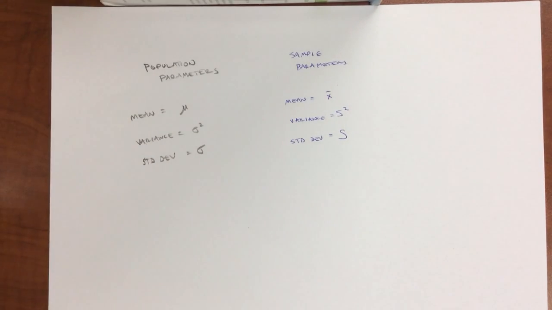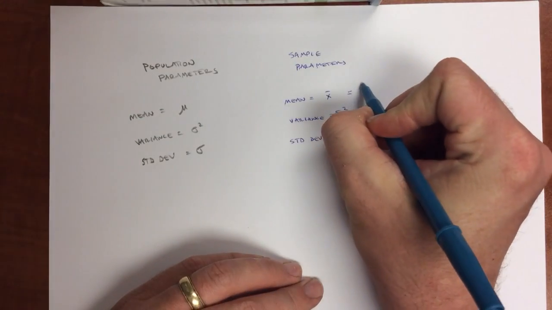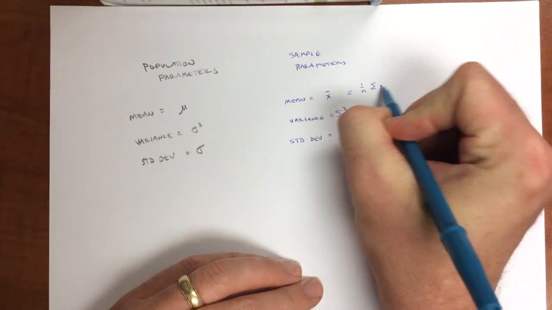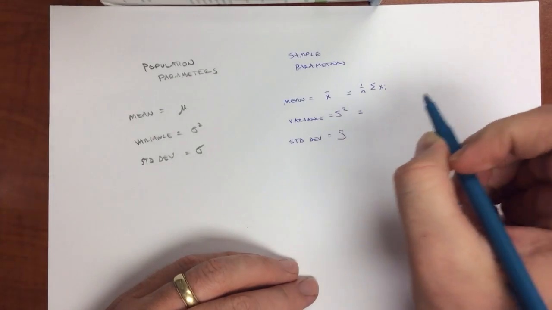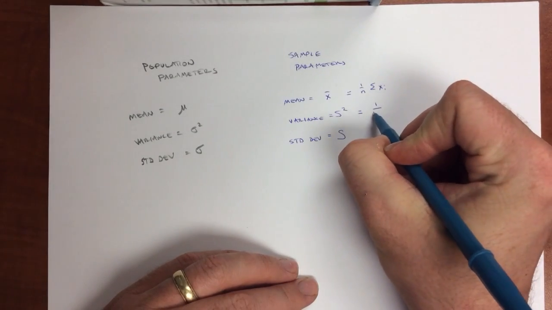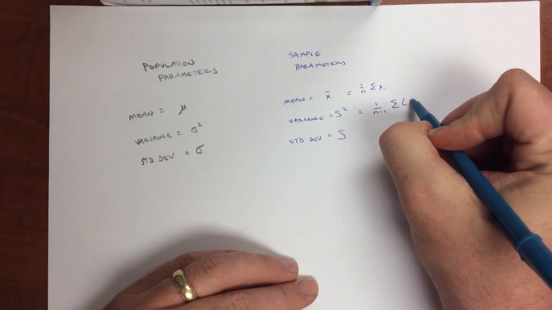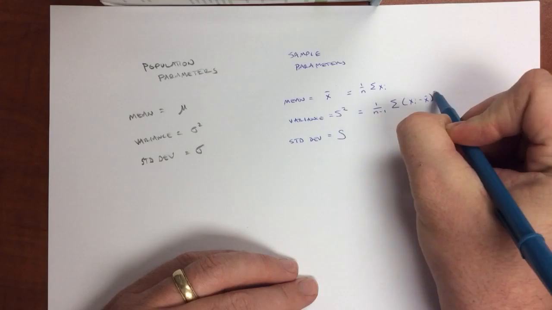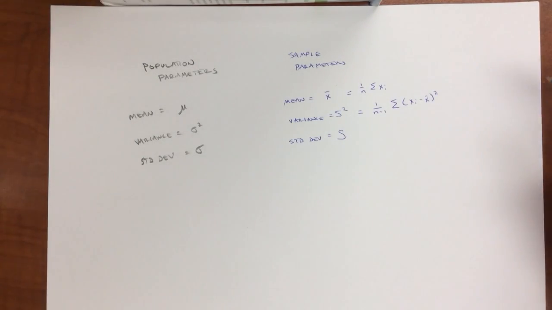Okay, so to do this, let's first define what these are. So x bar is equal to 1 over n, summation of xi. You just add up all the x's, divide by n. S squared is a little crazier. It's 1 over n minus 1, summation of xi minus x bar squared. And s is just that whole thing, the square root.